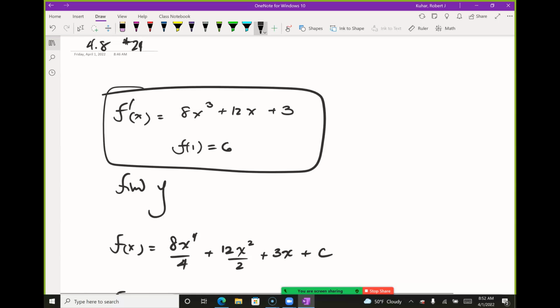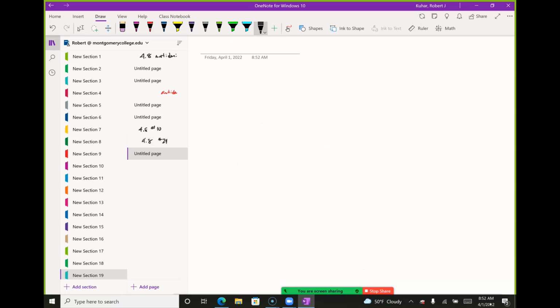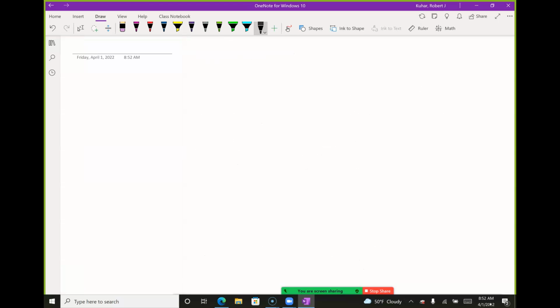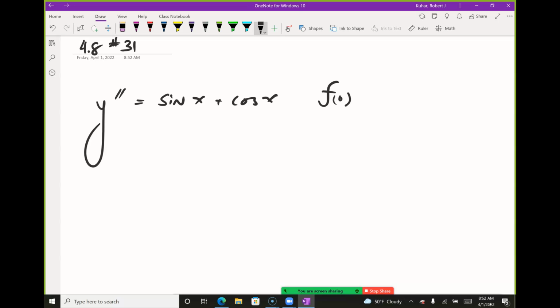Yeah, here. So let's do this one. This is number 31. And I've got y double prime is equal to sine x plus cos x. And I know that f of 0 is 3 and f prime of 0 is 4.